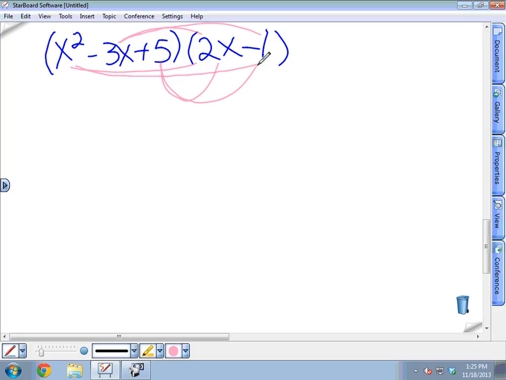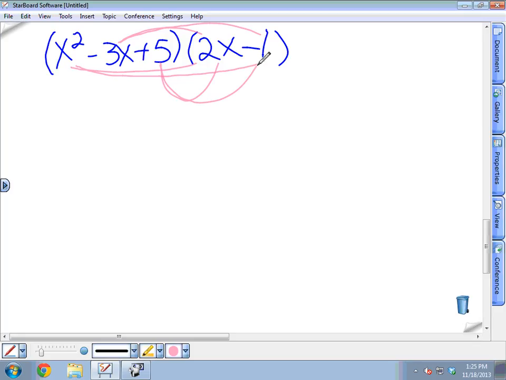Do you have an answer, Crystal? You think? What do you got? X squared plus 8x minus 5. Well, I can tell you one thing. When you're multiplying an x squared by 2x, that's your first one, you're going to have something with x cubed because you're adding your exponents.